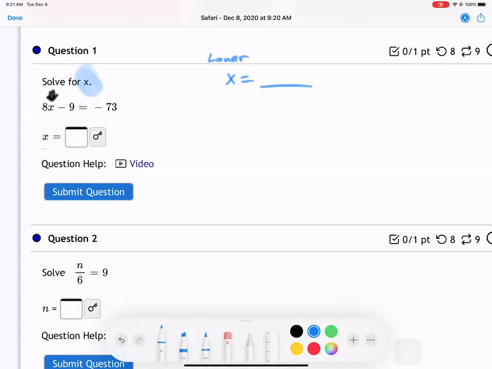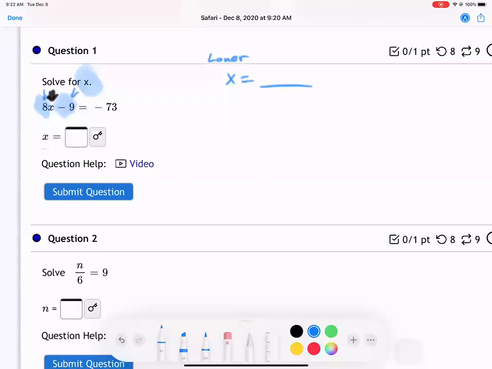We said we have to identify what numbers we have to get rid of. We have to get rid of a multiply 8 and a subtract 9. So we do opposite operations to do this. Opposite operations are, if it's plus, the opposite of plus is minus, the opposite of minus is plus, the opposite of multiply is divide.